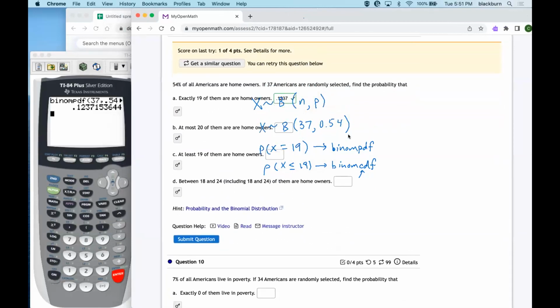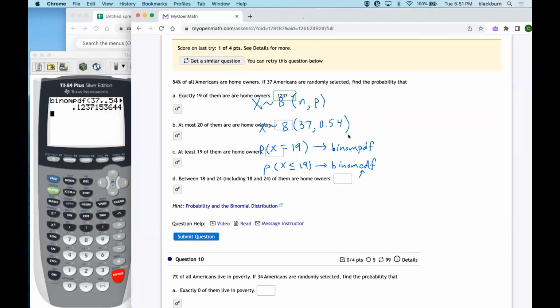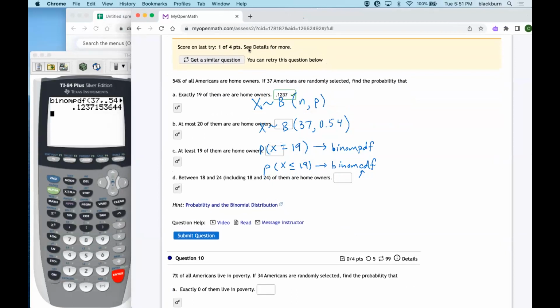All righty. Now, the probability that at most 20 of them are homeowners. A lot of students have trouble with these at most and at least. So the probability of at most 20 is the probability that 20 own homes plus the probability that 19 own homes plus the probability that 18 own homes, all the way down to the probability that no one owns a home. So this is the probability that X is less than or equal to 20.